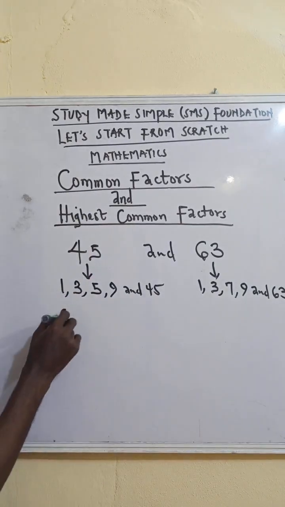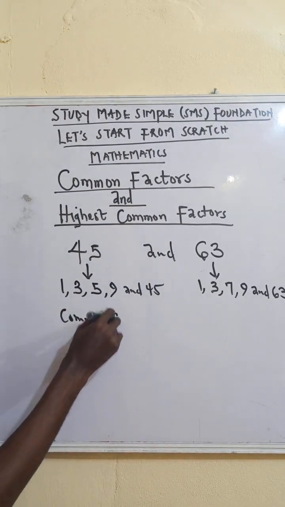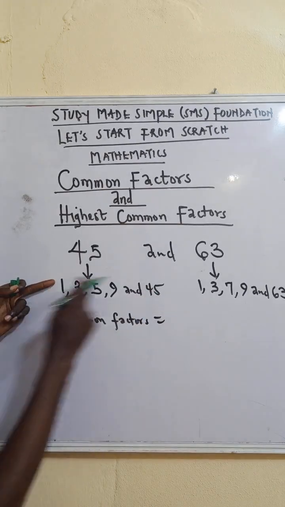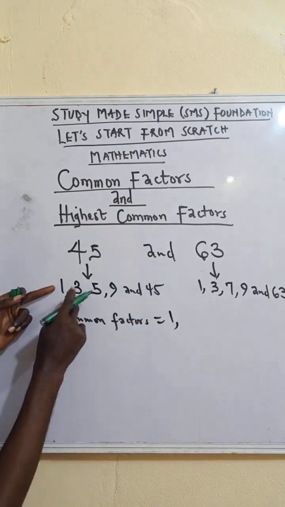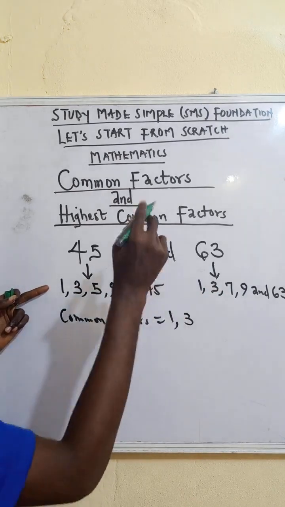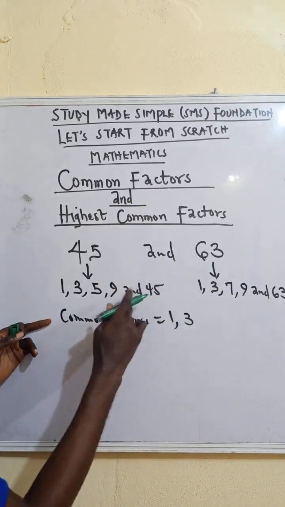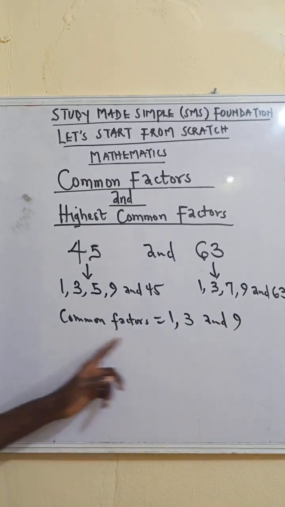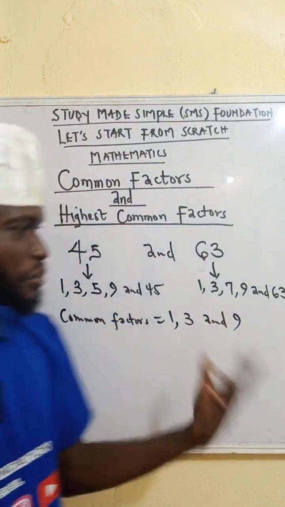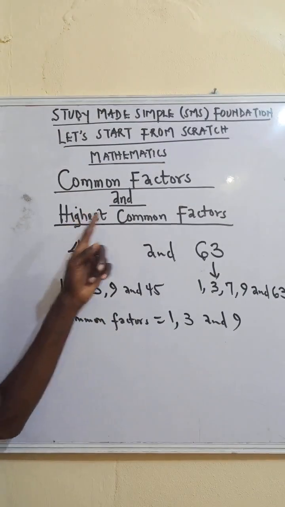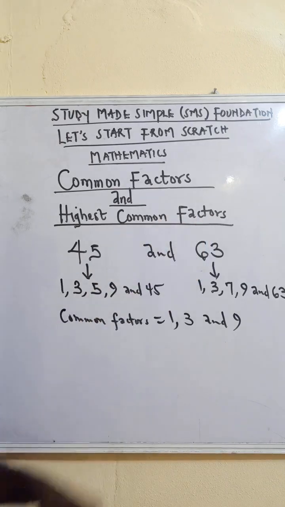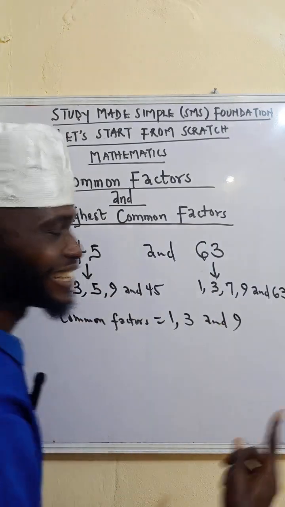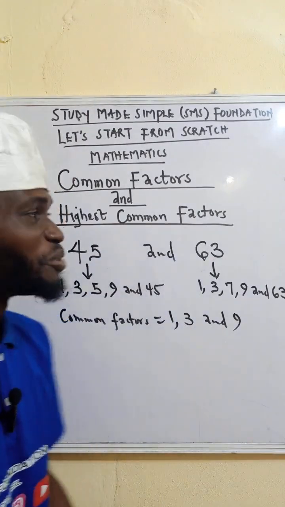So, common factors are equal to: we have 1 in both, 3 exists in both, and at the same time 9 exists in both. So we don't have more than these 3. So these are the common factors. Good. When you now say highest common factors, you now look at the common factors. What is the highest among them?